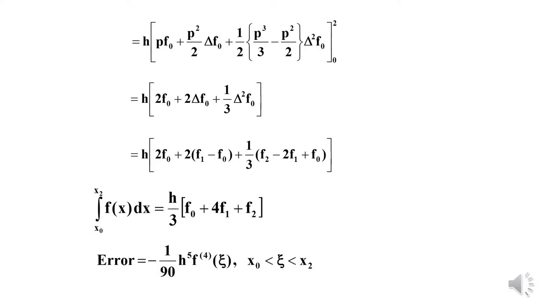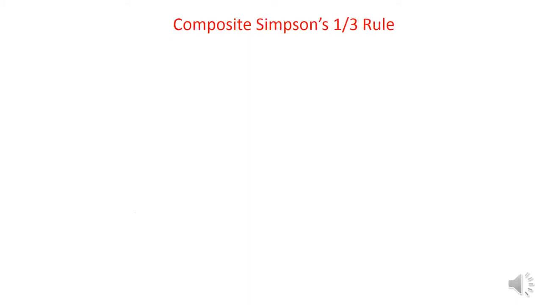So in this case here we have taken only 3 points, and here the error comes minus 1 upon 90 h to the power 5 f to the power 4 of zeta, and zeta lies between x0 to x2. So this is our Simpson's 1 by 3 rule. As I said, we can take 3 points, then the next 3 points, and then the next 3 points, so we can get the composite Simpson's 1 by 3 rule.